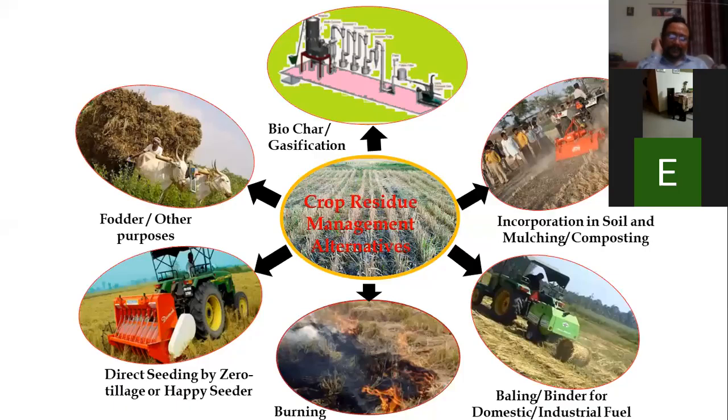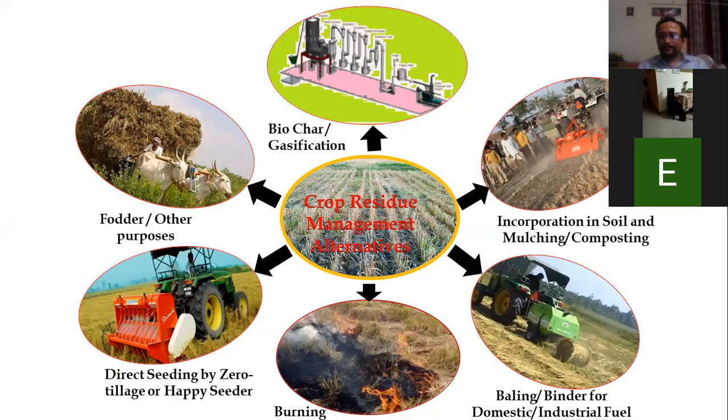Crop residue management alternatives. There are some methods to manage the residues. These are some eco-friendly methods. First of all, we discuss biochar gasification. In controlled conditions, we can burn the residues to convert them into biochar, and the gas emitted can be condensed into useful gases.